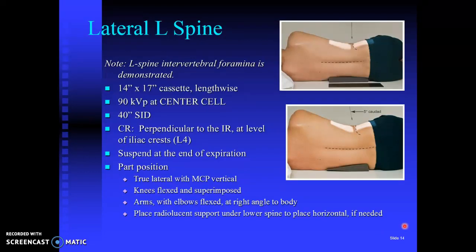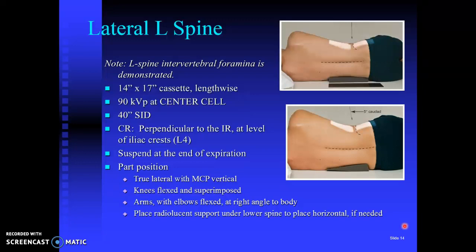Use a 14x17 lengthwise cassette with 90 kVp at the center cell, 40-inch SID, centering perpendicular to the image receptor, approximately down the mid-coronal plane at the level of the iliac crest, suspending on full expiration so that the diaphragms are not superimposed over L1.